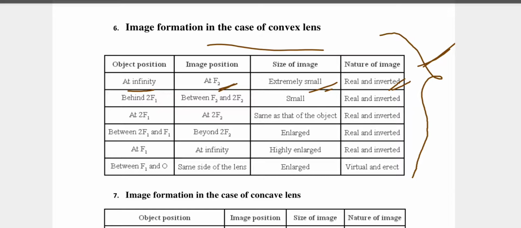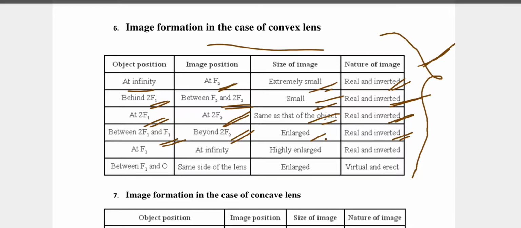Next we will place the object behind 2f1. We will get the image between f2 and 2f2, and the image is diminished, real and inverted. After that we will place the object at 2f1, that is at the center of curvature. We will get the image at the other center, that is 2f2. The size of the image will be the same as that of the object, real and inverted. Next we will place the object between 2f1 and f1. We will get the image behind 2f2, the size is enlarged, and it is real and inverted.